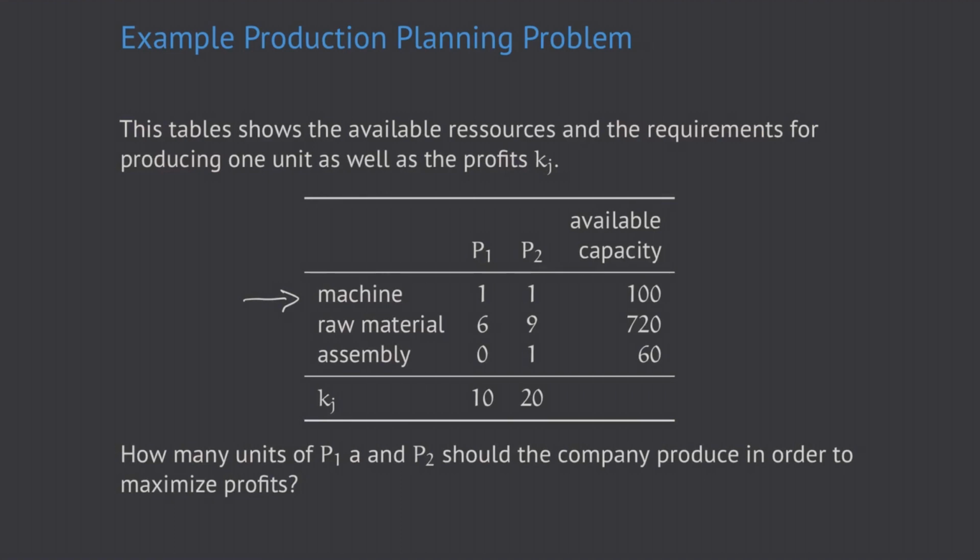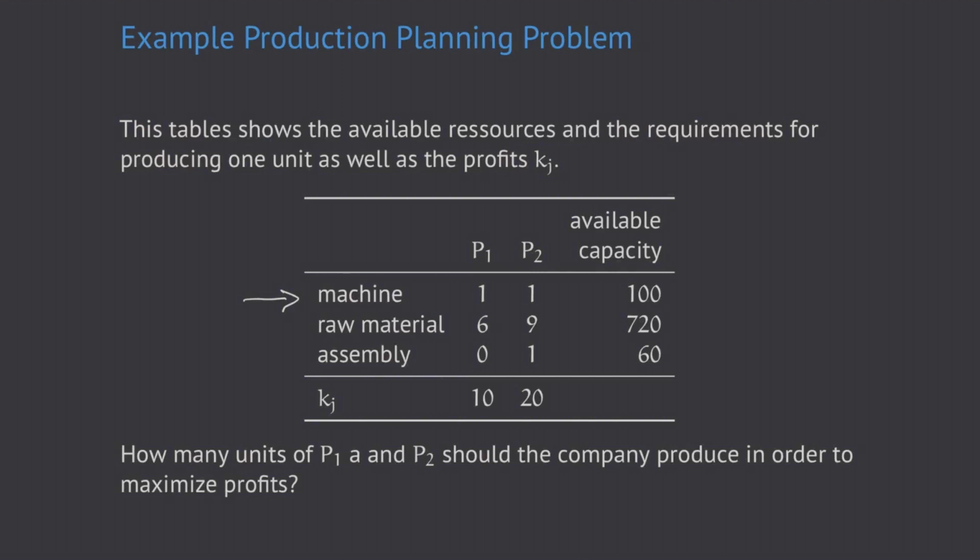Now, the question is, how many units of P1 and P2 should the company produce in order to maximize its profits? We know that the profit from 1 unit of P1 is 10 monetary units, might be 10,000 euros, for example. And the profit from 1 unit of P2 is 20, so that might be 20,000 euros. From that, we already see it's more profitable to produce product 2. However, product 2 needs more resources here and there. So the question is, how much P2 can we produce and how much of P1 can we produce?